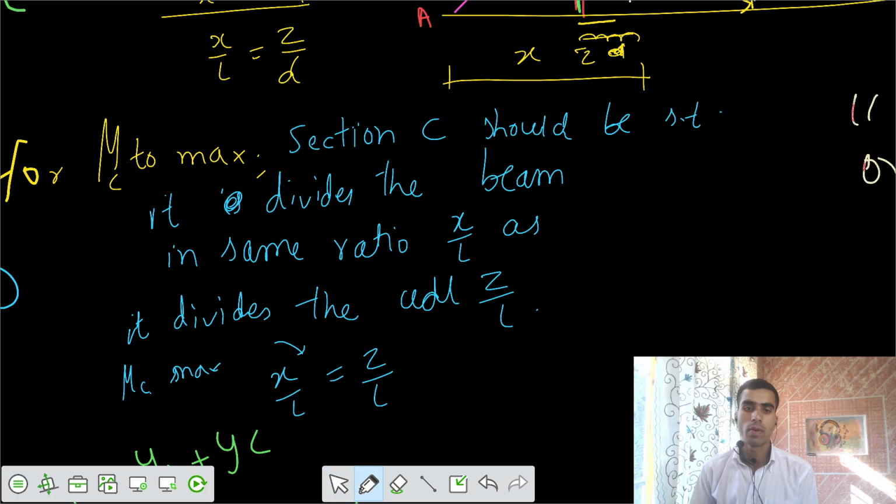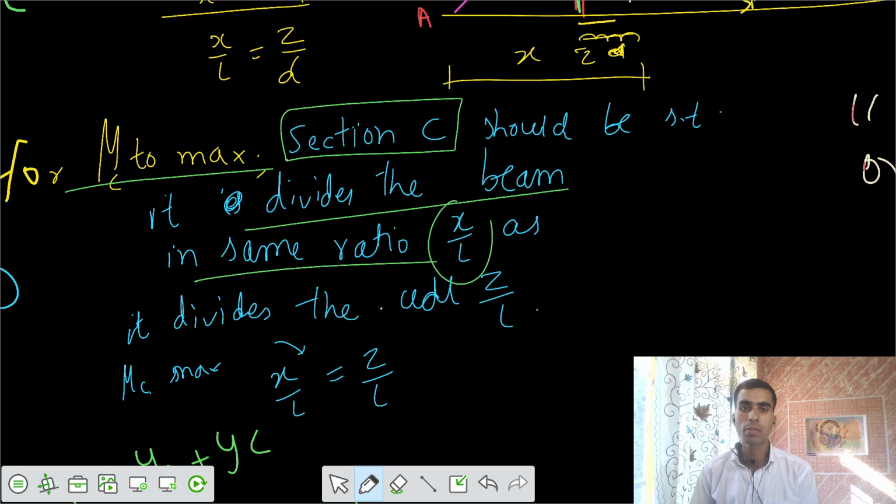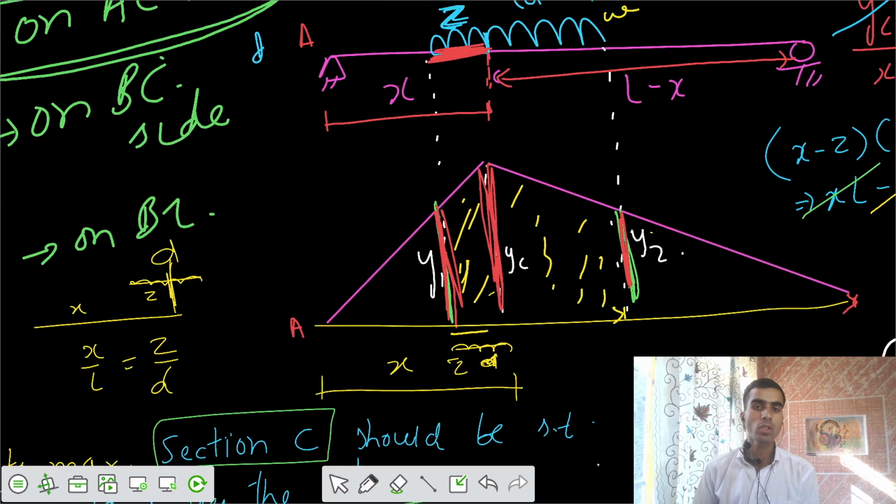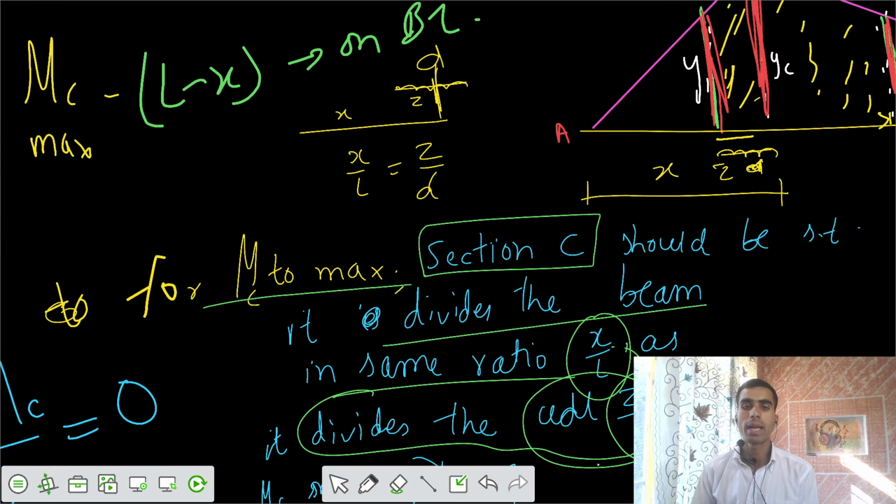So we have this statement that for the moment at C to be maximum, section C should be such that it divides the beam in the same ratio of X by L as it divides the UDL in the ratio of Z by L, because X by L is equal to Z by L, so the ratio is the same. So that's your statement from this one. So we got the moment at C to be maximum.